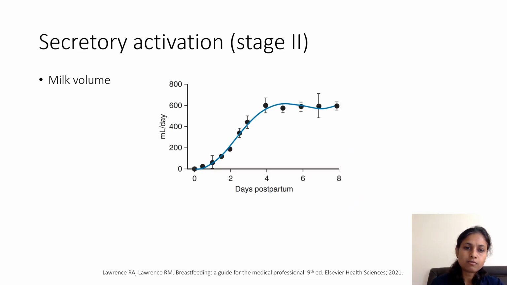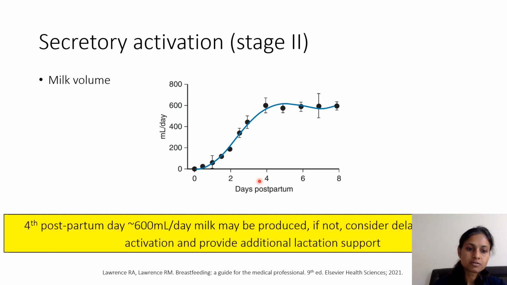The milk volume also increases during this stage. You see that the milk volume is going anywhere from 0 to around 600 milliliters per day around the 4th day postpartum. So one should suspect, if by the 4th day postpartum the milk is not anywhere close to 600 milliliters per day, that there's a delay in secretory activation, and provide additional lactation support.